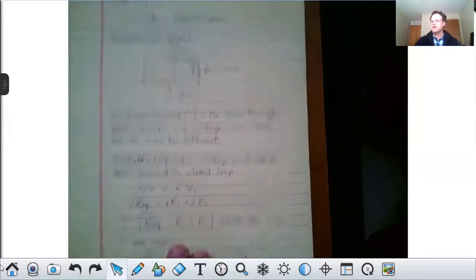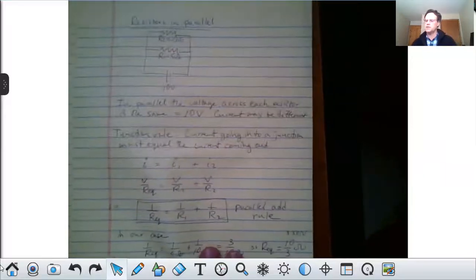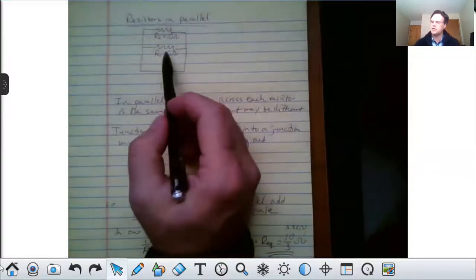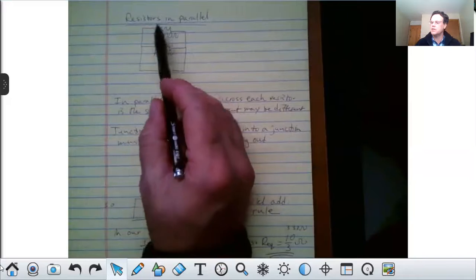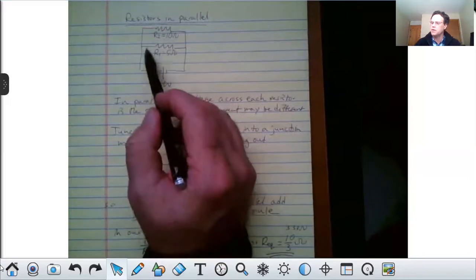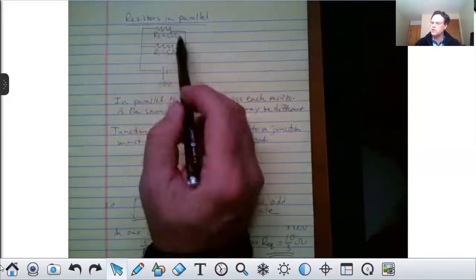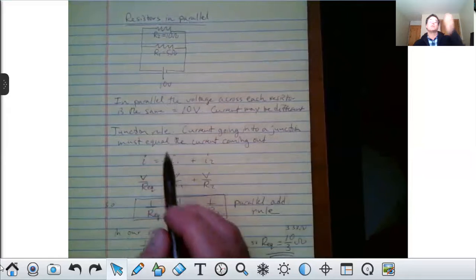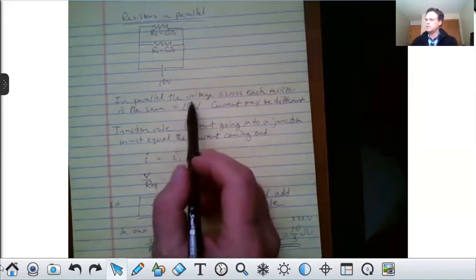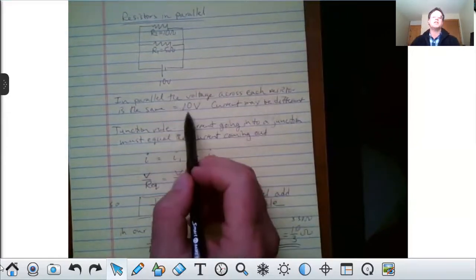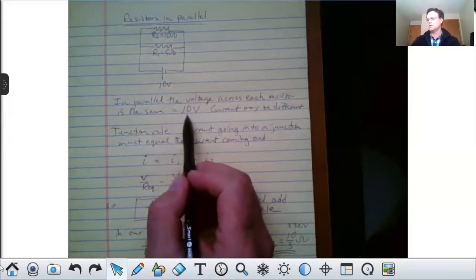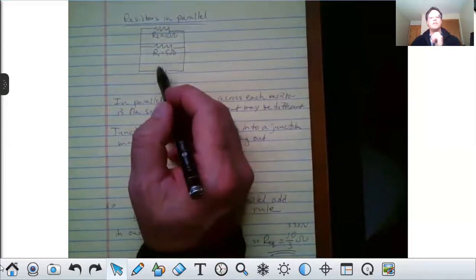Okay, so let's go ahead now and look at resistors in parallel. And in this case, it's very similar to the capacitive case. I just created two loops now, one for R1 and one for R2. Now the thing about parallel circuits is that the voltage across each resistor is the same. And in this case, it's 10 volts. It's equal to the battery voltage.